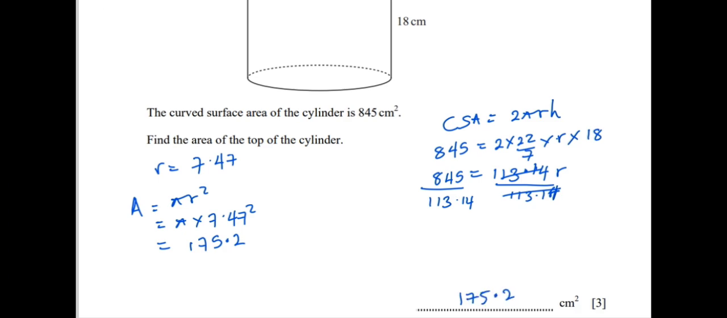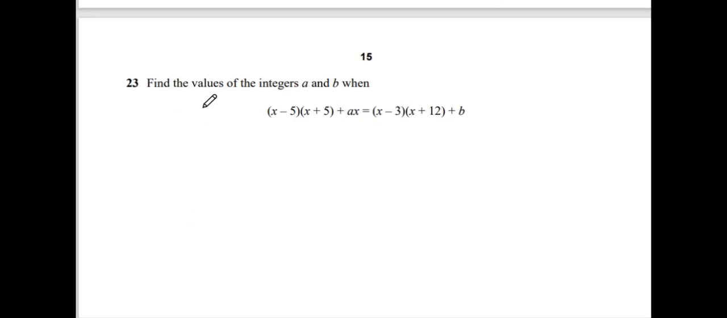Okay, the next one is that they ask us to find the value of the integers a and b if this whole thing here is equal to the whole thing here. Okay, so all I need to do is to simplify the left hand side. So this is my left hand side and this is my right hand side. When I simplify, I will compare to see what I have.